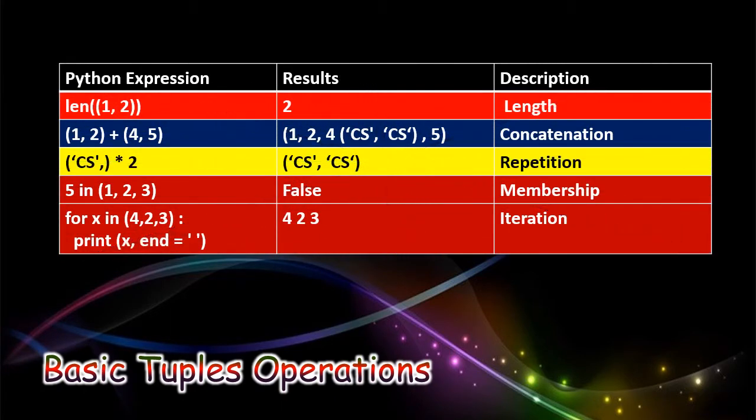And the tuple operations are length, which prints how many elements are in the tuple, plus for concatenation, and star for repetition. And the membership operator checks whether the given number is present in the tuple or not. See, 5 in 1, 2, 3: 5 is not present, so the result is false. And for iteration, using the for loop we can assign elements one by one to the variable x, and they will be printed. Here end equal to space is given, that's why the values are printed on the same line.